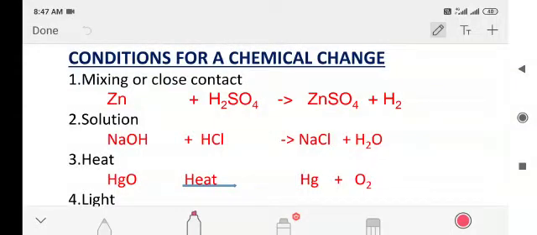Good morning, children. Today, let us discuss the conditions for a chemical change. There are almost 7 conditions for a chemical change. The first one we are going to discuss is mixing or close contact.